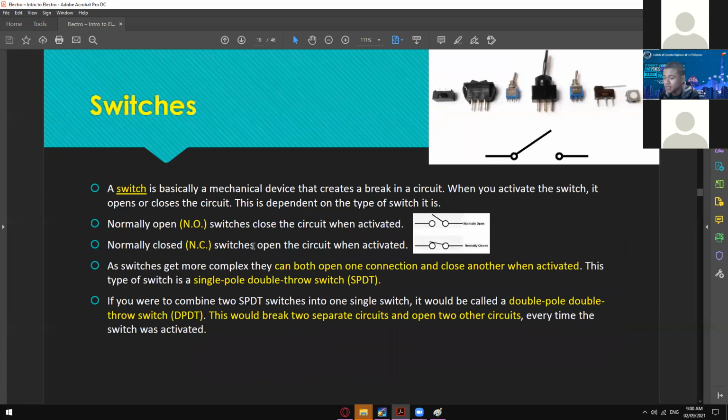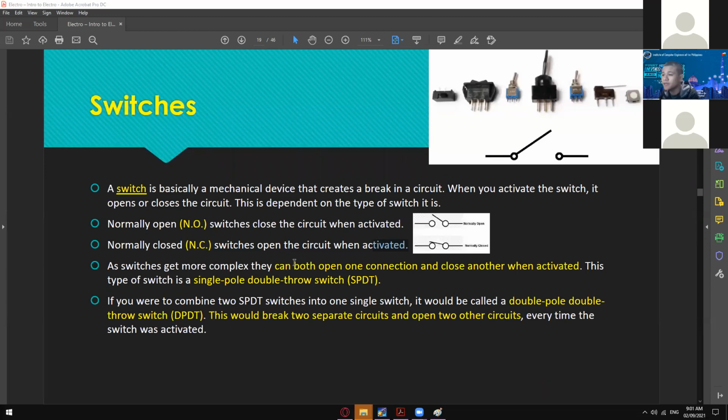All right, and then switches. We have three types of switches here. The first is normally open or normally closed. Normally open, by default, is an open circuit, so it's off. And once you activate it, it will close the circuit, so there is a flow of current. And then we have the other way around. The normally closed, by default, is closed, and once you activate it, it will open, or it will stop the flow of current.